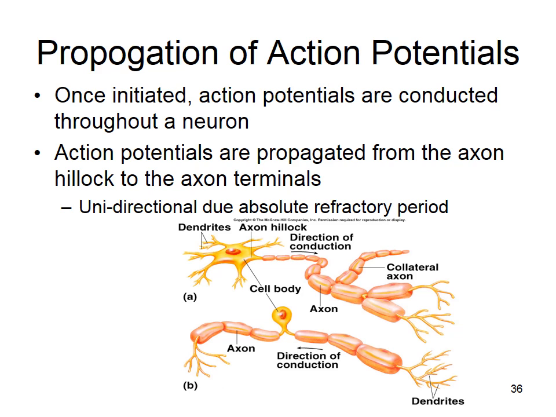Right. So where are action potentials initiated? Axon hillock. Okay. Once they're initiated at the axon hillock, they're going to travel from the axon hillock towards the axon terminals. Okay? Action potentials are unidirectional. Right? They travel in one direction from the axon hillock where they're initiated down to the axon terminals.